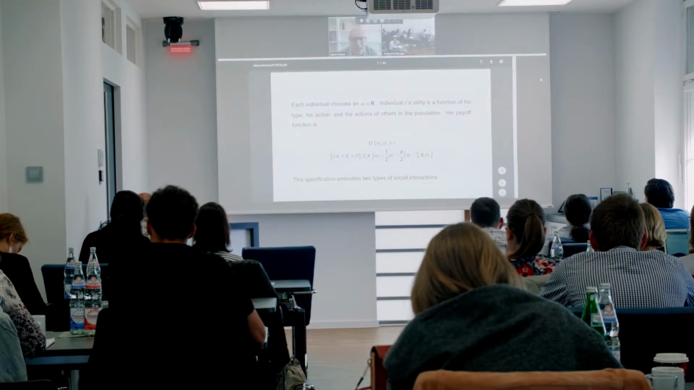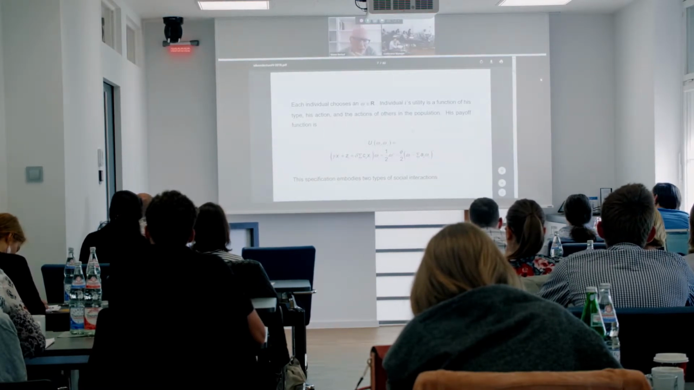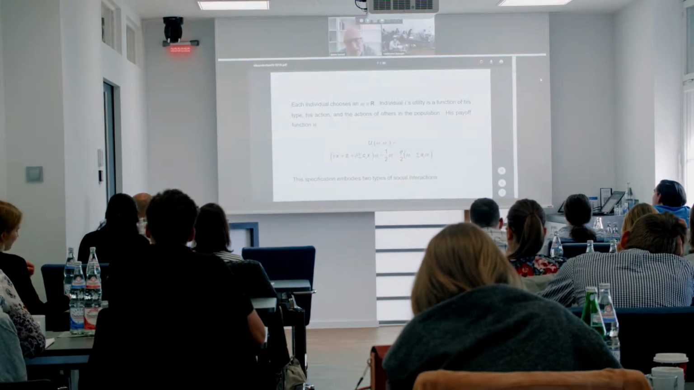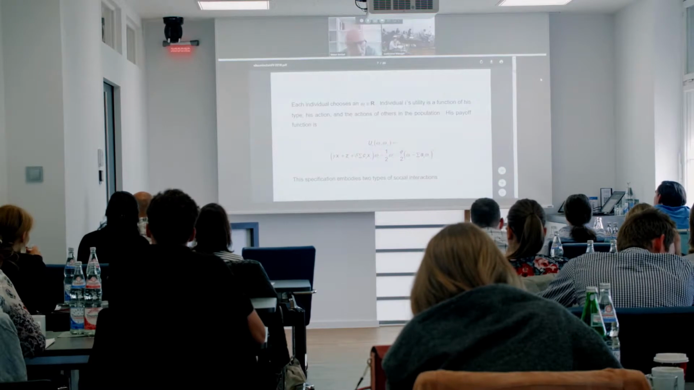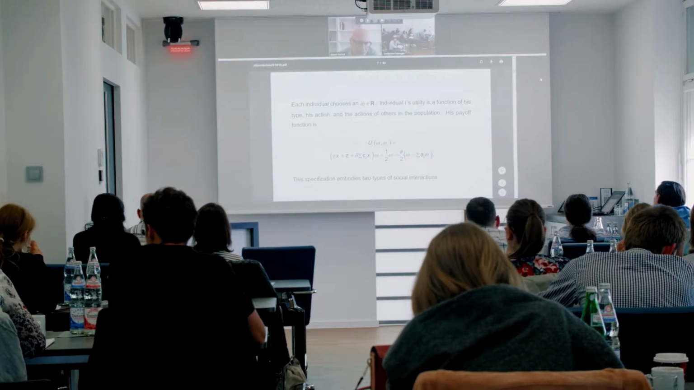Now, what's going to drive the model is the specification of preferences. That's simply the utility function. And so here's the thought experiment. An individual has a utility function U, and it depends on his or her choice, omega I, and it depends on the choices of the other applicants, omega minus I.